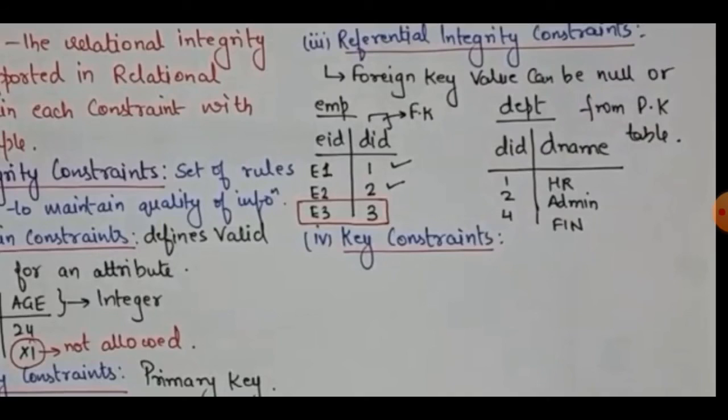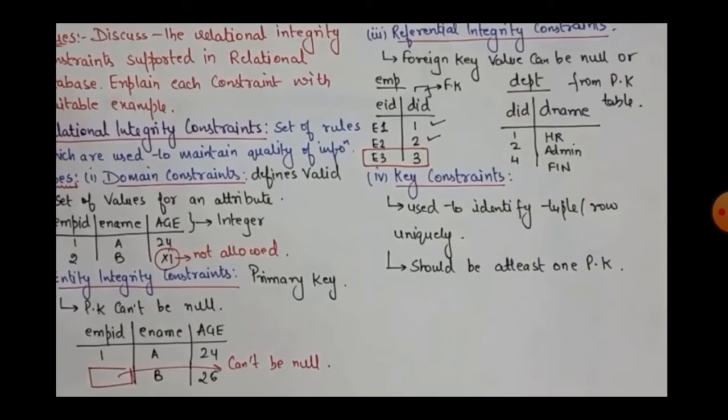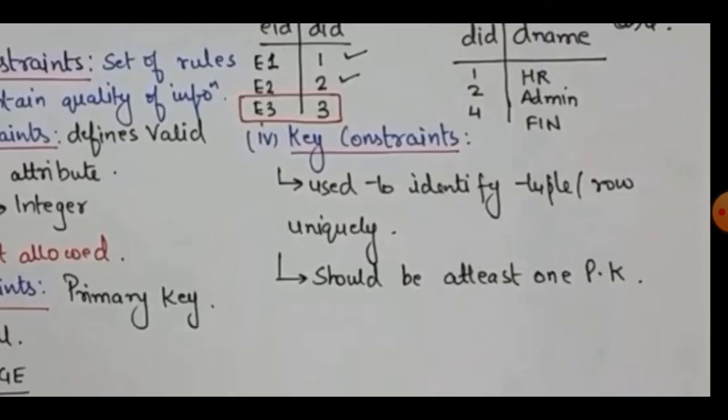So here we have the last one, which is the key constraint. Key constraints are used to identify tuples or rows uniquely, because we have a large amount of data and sometimes it is difficult to find the particular data we need. So we use key constraints so that we can easily and uniquely identify the data we want to use. When we are using key constraints, there should be at least one primary key. We can use many other keys also, but we need to use at least one primary key.